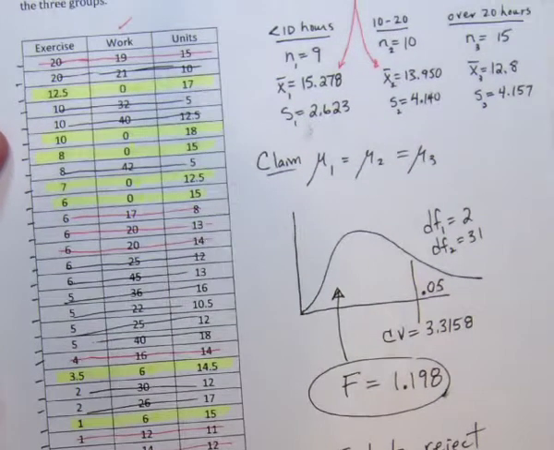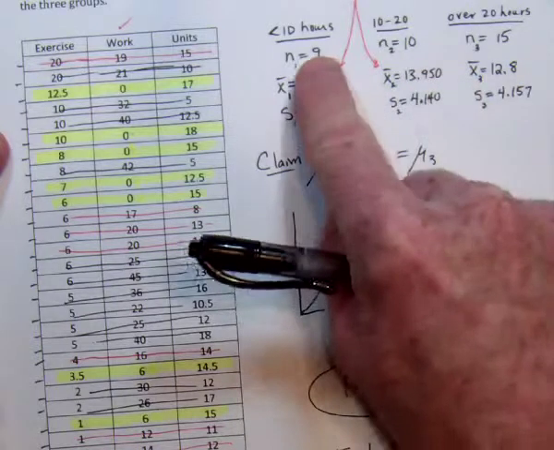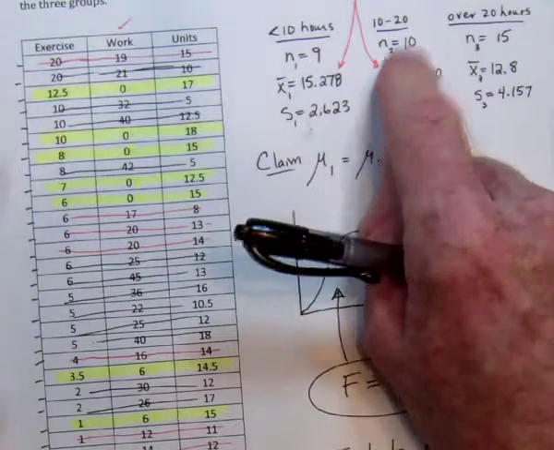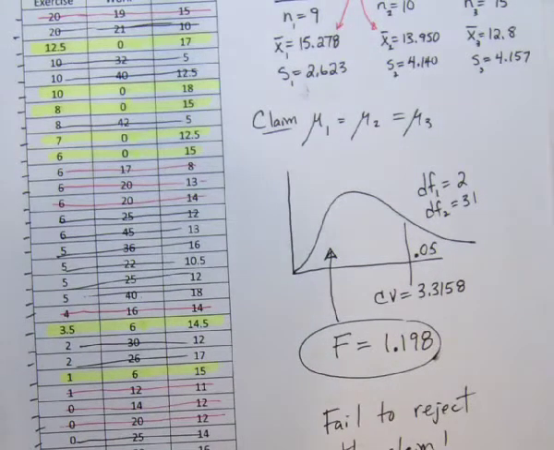So it looked to me like there is a big enough difference between these two, but then again, by only having 9 people and 10 people, it just seems like it's not enough data to actually prove it. But it was fun trying.